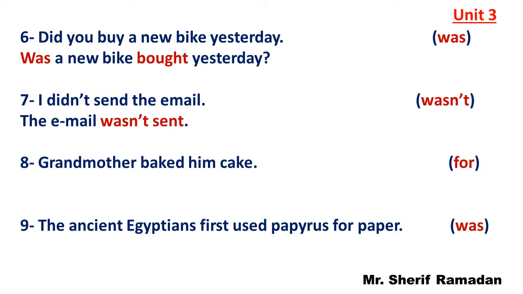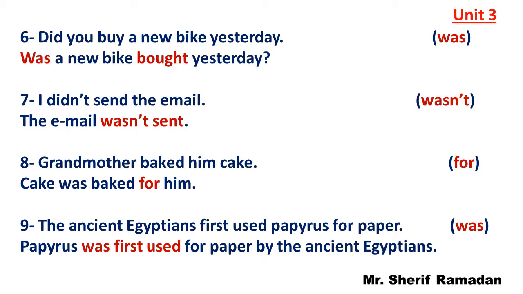Number 8. Grandmother baked him cake. استخدم كلمة for. برضو بحول الجملة إلى باسيف. بقول cake was baked for him. Number 9. The ancient Egyptians first used papyrus for paper. Use was. بحول الجملة من active إلى passive. طبعا ببدأ بالمفعول اللي هو papyrus وبعدها was لأن الجملة هنا في الماضي. Was first used for paper by the ancient Egyptians.